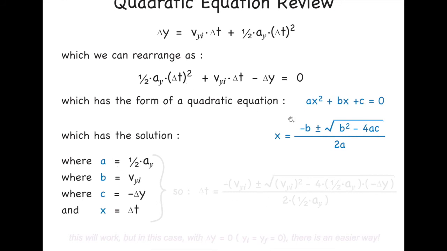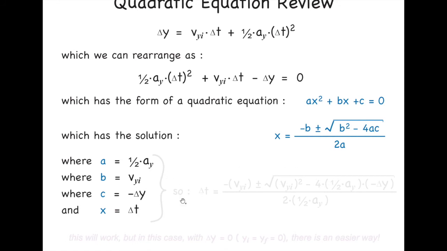Right? So if you compare these two equations, you can see that a, which is the standard form of the quadratic equation, is actually 1/2 ay. That's the prefactor in front of the x squared or delta t squared. b, which is the prefactor in front of the x, which would be the delta t, is just byi, the initial y velocity. And then c is just minus delta y. Right? And that's corresponding to this term. And of course, as I said, x is delta t.